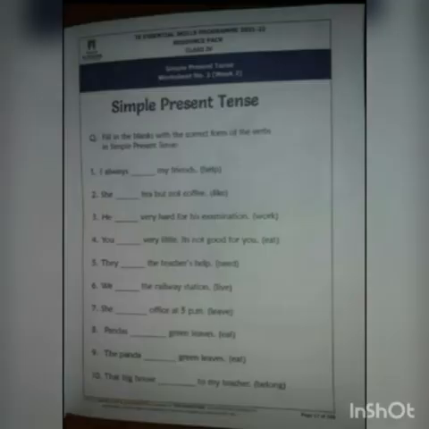So on the worksheet, the question is to fill in the blanks with the correct form of the verbs in simple present tense. The first is: I always dash my friends help. I is the first person and we do not add S or ES with the first person, so only write help. Next is: she dash tea but not coffee. The verb is like. She is a third person and also singular, so you have to write likes. Like this, you have to fill in the rest of the blanks by yourself.